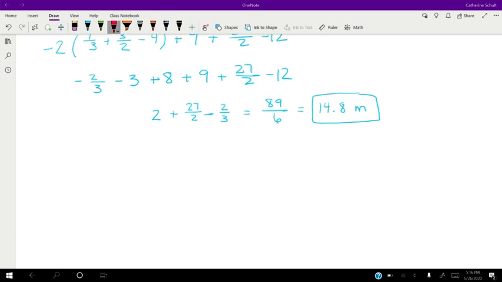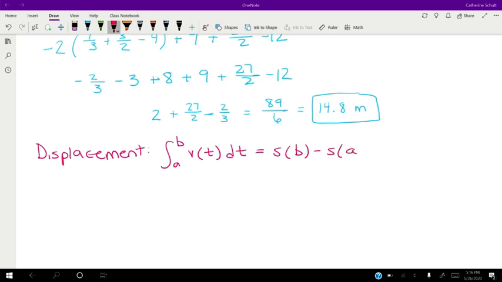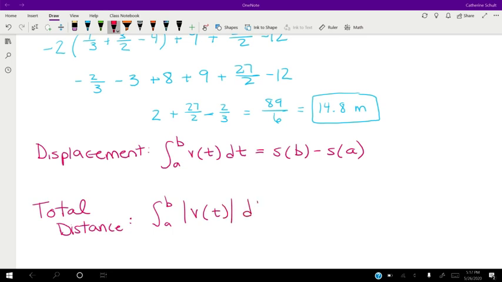Okay, so what have we learned? Displacement, normal definite integral. All right, displacement, a to b of the velocity function is equal to s of b, the ending point minus the starting point. That's displacement. Total distance of an object traveling is the absolute value. You got to figure out where your velocity is positive and negative. Create that piecewise function. A little bit more involved to find the total distance, for sure.